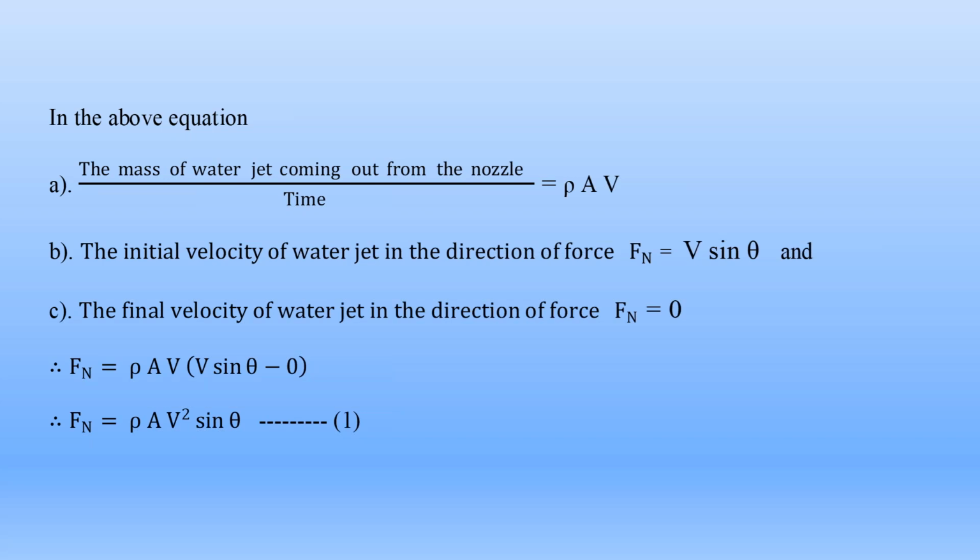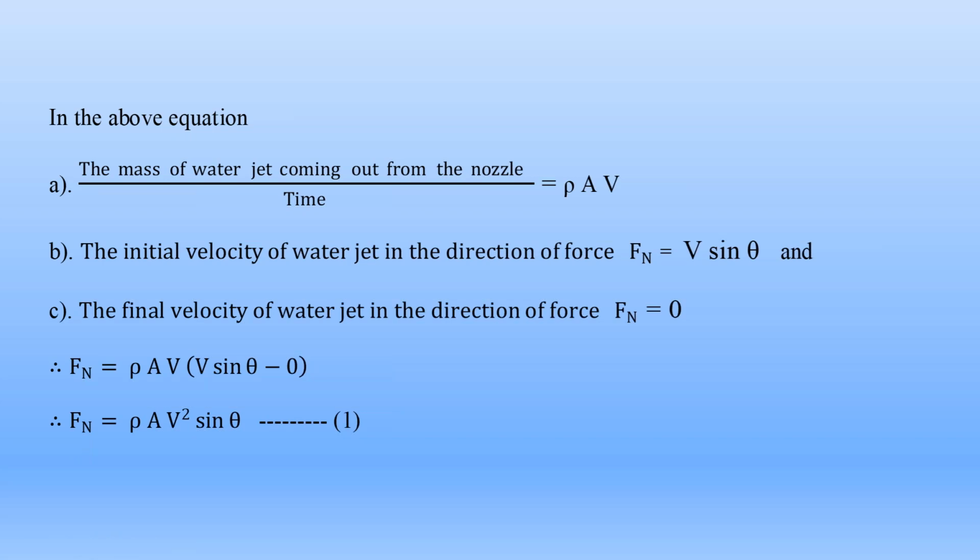Substitute those values in the previous equation. From Newton's second law, you will get the equation for this normal force. Fn is equal to rho A V into V sin theta minus 0. So the equation for this normal force on the inclined flat plate, Fn, is equal to rho A V squared sin theta. This is the equation for the normal force Fn acting on the inclined flat metal plate.